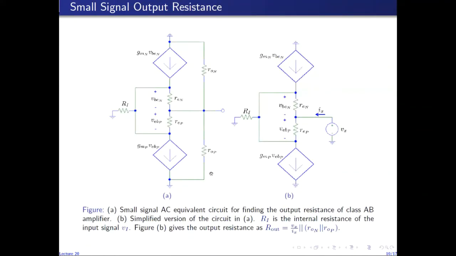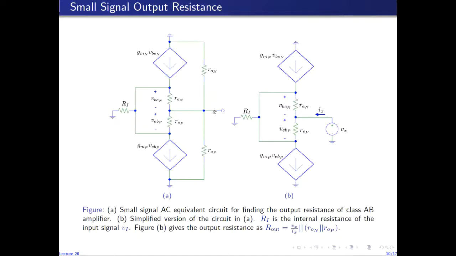We can reach the same conclusion of elimination of crossover distortion by analyzing the output resistance of the class AB amplifier. So it is the resistance seen between this output node and ground. Here in this figure on the left, I have drawn the AC equivalent circuit of the class AB amplifier, in which I have short circuited the DC sources to ground. And for the computation of output resistance, I have also short circuited the input signal VI to ground.